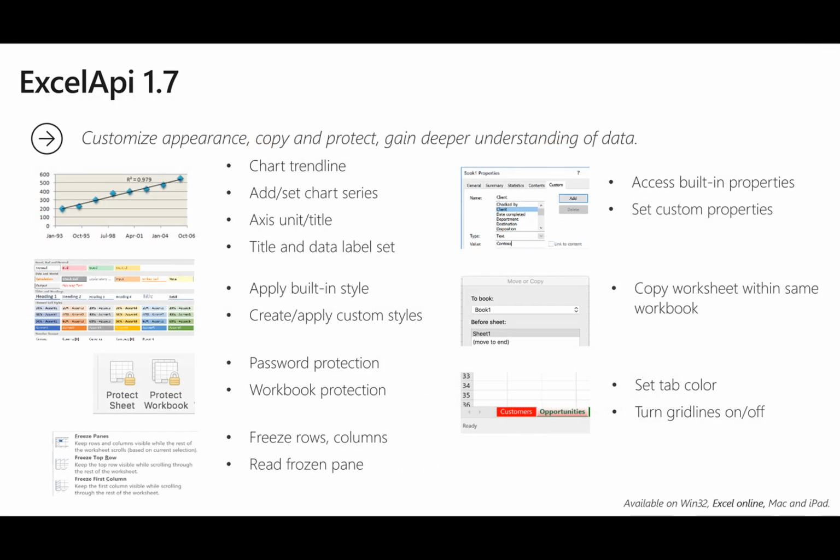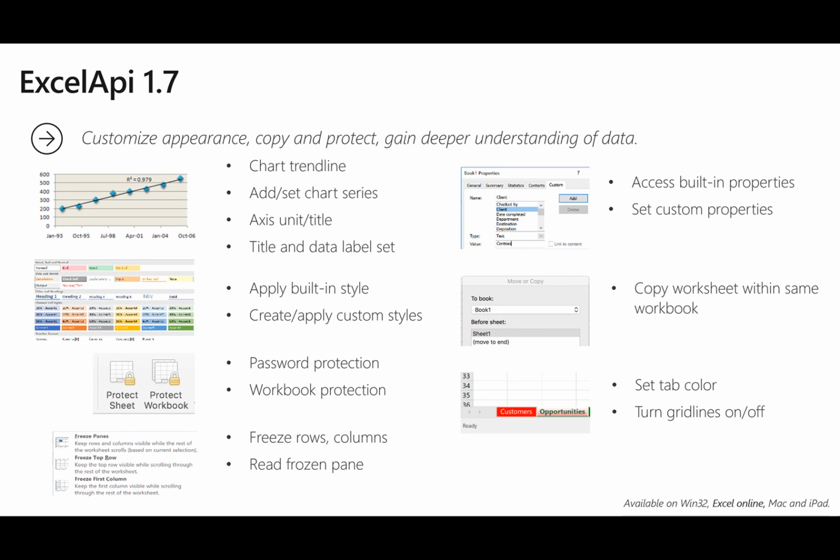1.7, again, is an interesting release because it has literally hundreds of new APIs that you can use with your solutions, in different feature areas where we've been hearing feedback that you need them. So we're trying to deliver that and unblock potential opportunities. With charts today, you can add trend lines, add or remove series. We're giving you access to the axis units, and you can change the units of the chart, titles, and all the metadata that surrounds the chart, such as the title and the data label data sets.